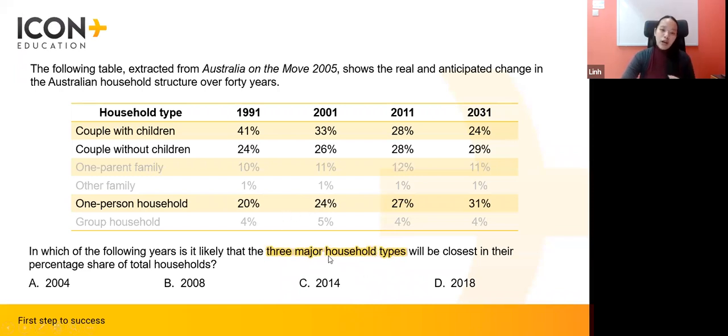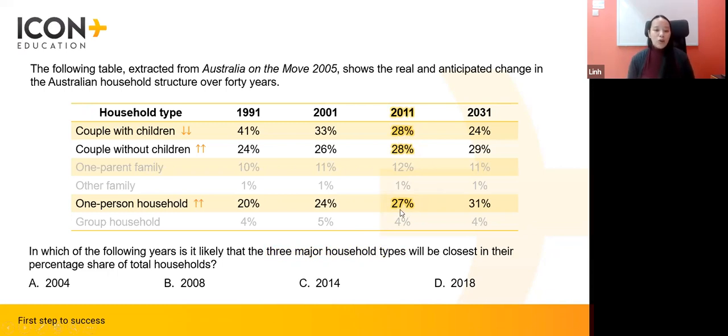One place to start is by looking at the trend that is happening in the table. All three of them are on a consistent trend. For couples with children, the percentage is consistently dropping. For couples without children, it's consistently increasing, and the same thing for one-person households. That really makes our life a lot easier. Also, if you are interested in finding the year in which the numbers are the closest, it probably makes the most sense to look around 2011, because in 2011 the numbers are already super close. It's 28, 28, 27.